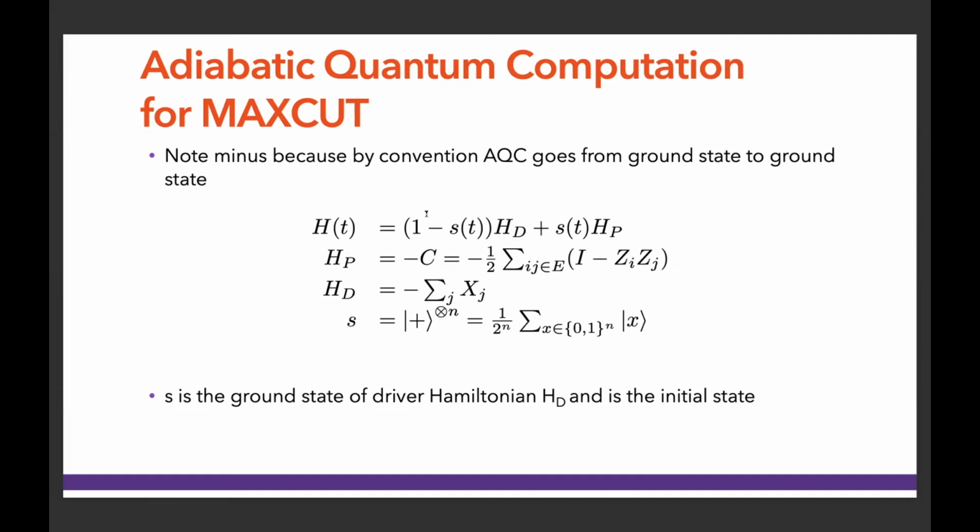Right. And so in our case, our simple Hamiltonian will be the Pauli X, same as in QAOA, because its ground state is simply the uniform superposition of all computational basis states, and our target Hamiltonian will be our max-cut Hamiltonian.